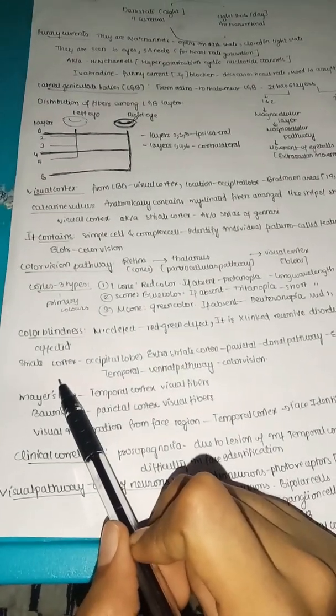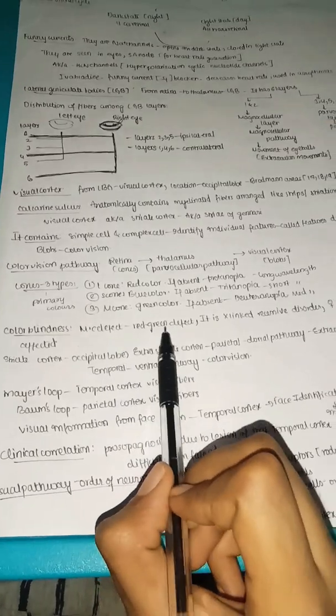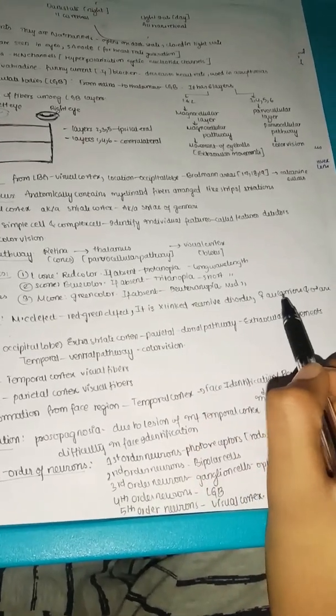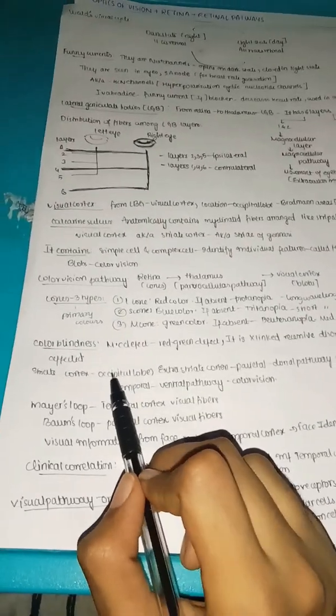And color blindness. Color blindness is the most common defect, where there can be red-green defect, and it is mainly an X-linked recessive disorder, and females are the carriers here and the males are the affected person.